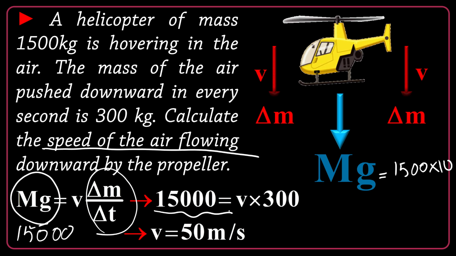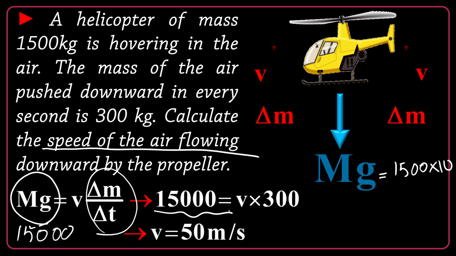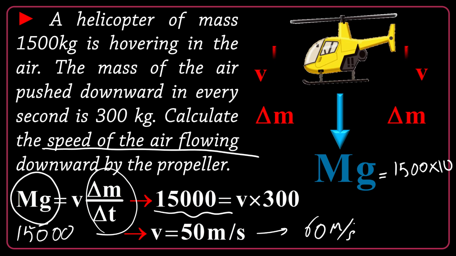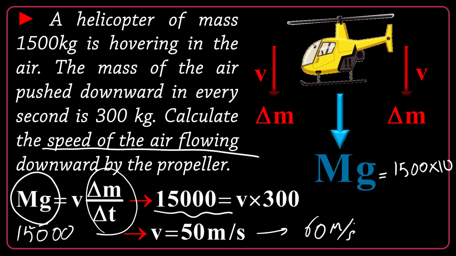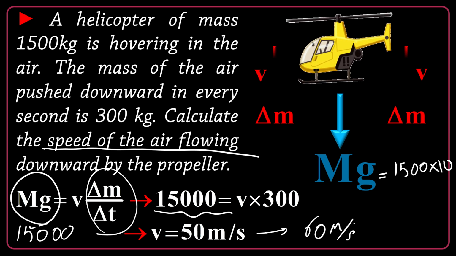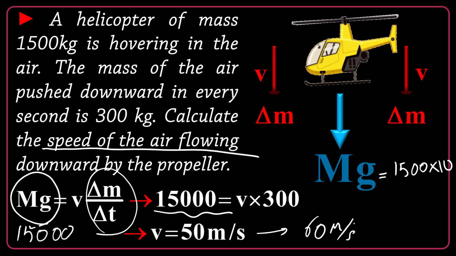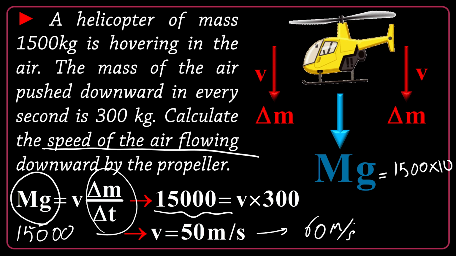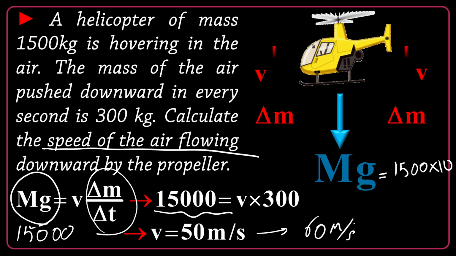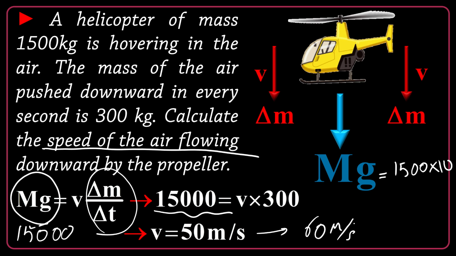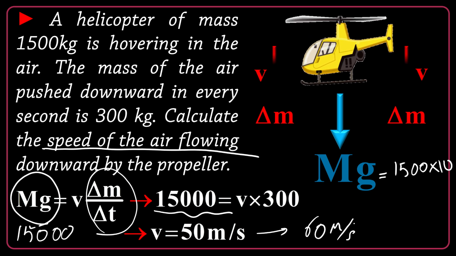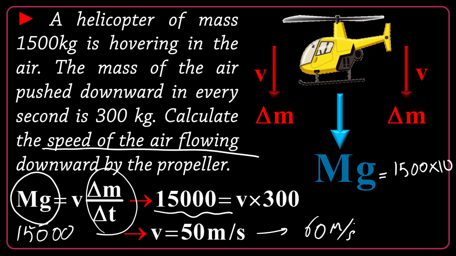You may have a question: if let's say we increase the v to 60 meters per second, what happens? A helicopter will accelerate upward. And the question is, if we keep this rate of 60 meters per second, why is the helicopter not accelerating forever? It's impossible because the density of the air will not be the same at very high altitude, and so delta m over delta t will change. This is why the helicopter cannot go to infinity, due to the low density of the air at high altitude.